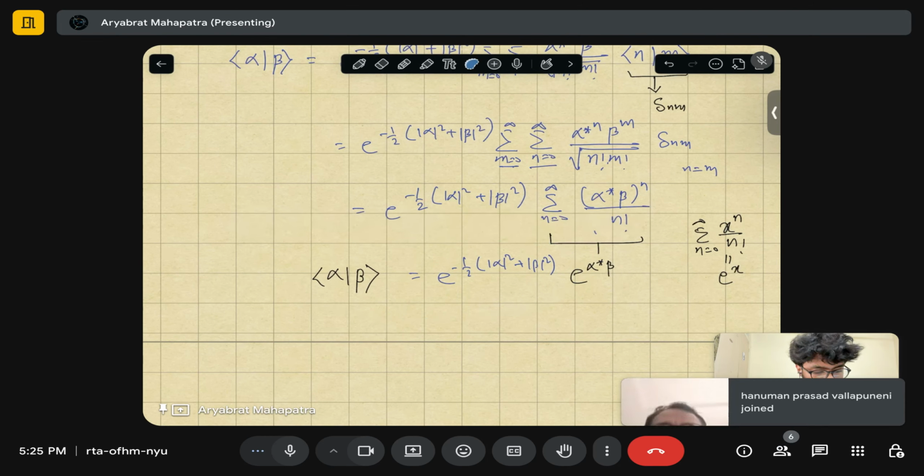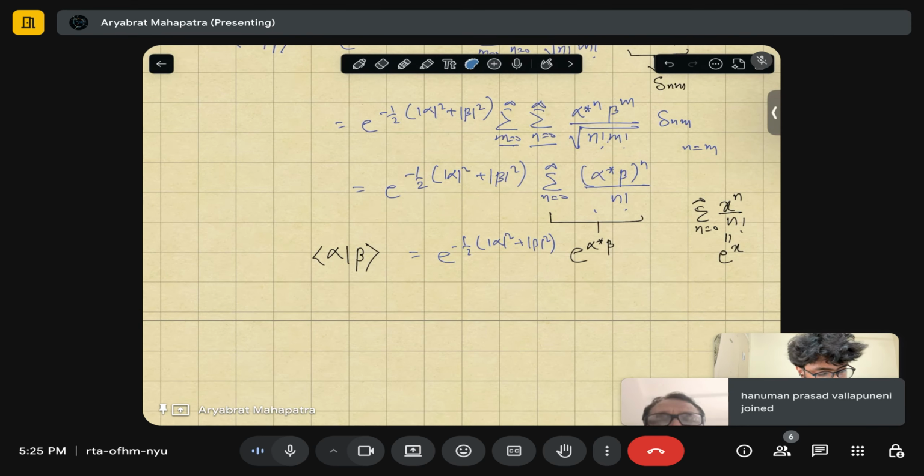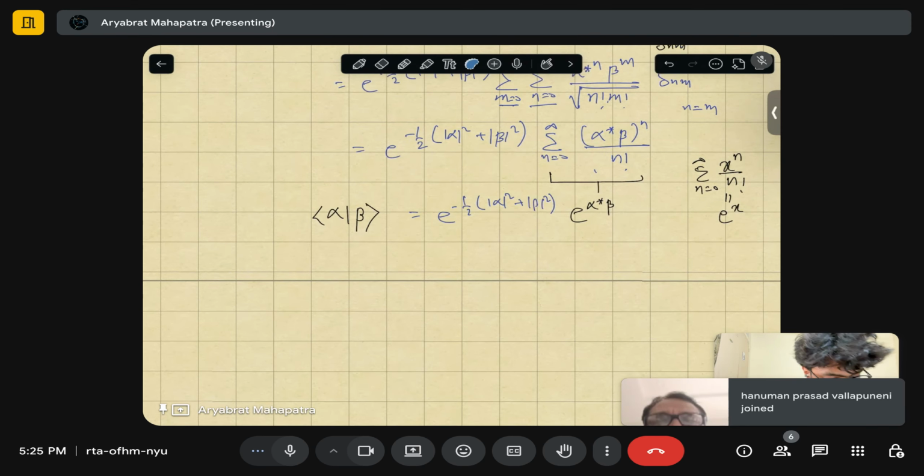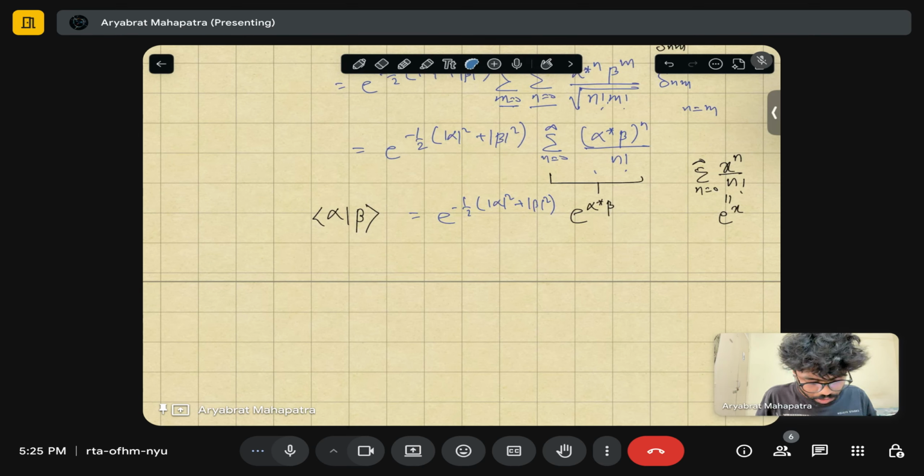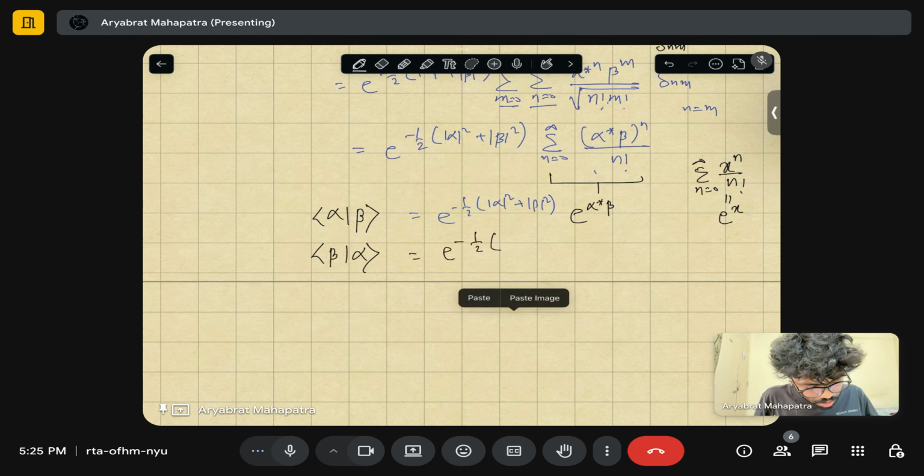From here you can see the inner product of alpha and beta is giving you this. Then if you take the inner product of, let's say, beta and alpha, you will find exponential of minus half alpha square plus beta square. You can do the same exercise again by reversing beta and alpha, and you will have exponential of beta star alpha.